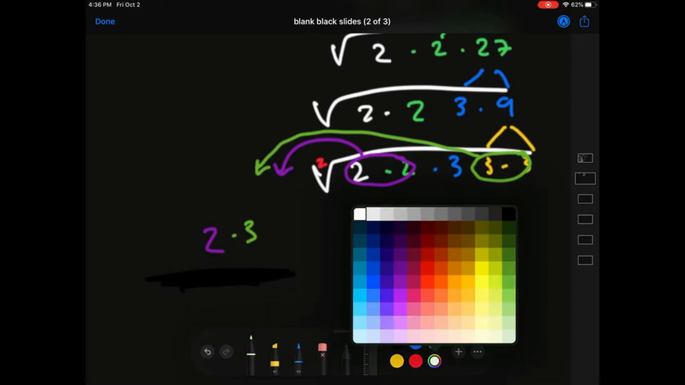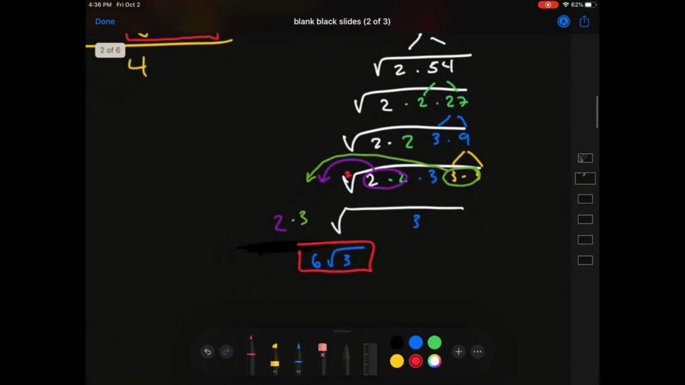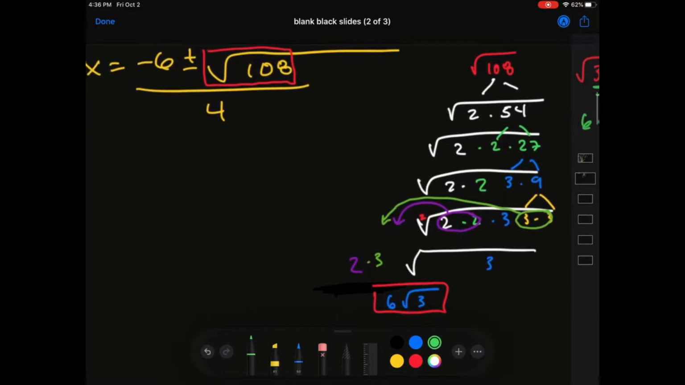All right, so I have the square root of, the only thing that's left is that blue 3. So 2 times 3 is 6. So my answer is 6 radical 3. To summarize, the square root of 108 can be reduced to 6 radical 3, which basically tells you that the best choice would have been 36 times 3, and then the square root of 36 is 6. Okay, so let's go ahead and use that information.